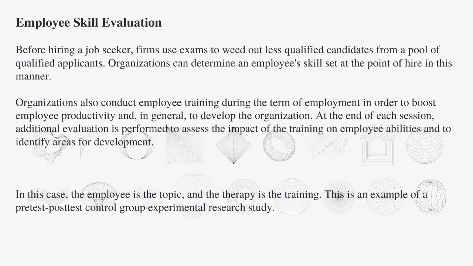At the end of each session, additional evaluation is performed to assess the impact of the training on employees' ability and to identify areas of development. This is used to see where the employee can improve themselves, like if they're bad at dealing with people, then they can focus on that. In this case, the employees are the subjects and the training is the treatment. This is an example of a pre-test post-test control group experimental research study.